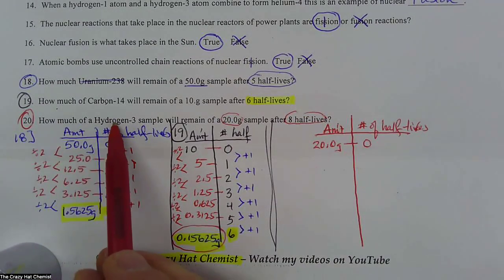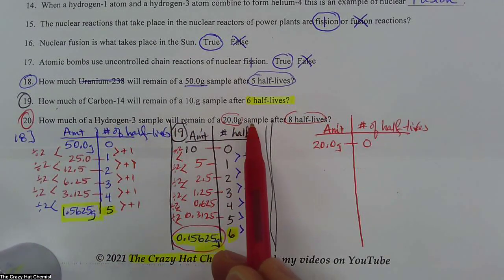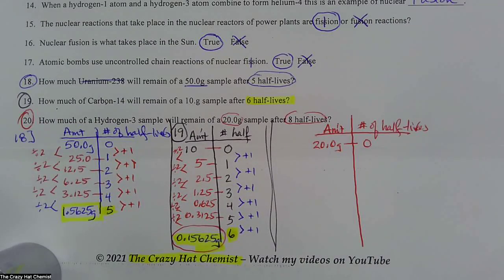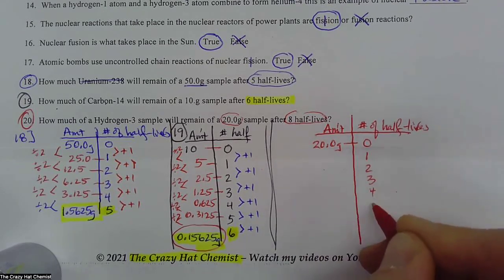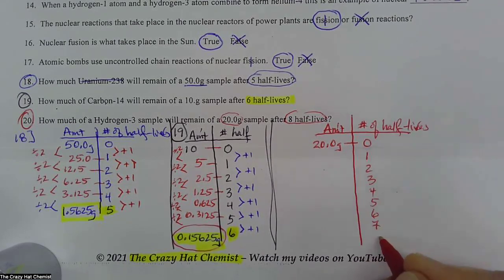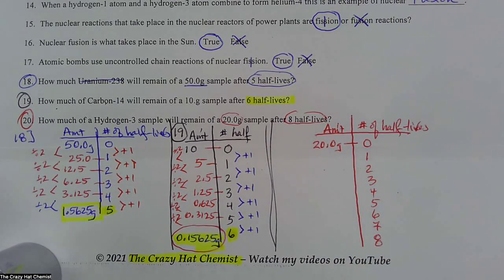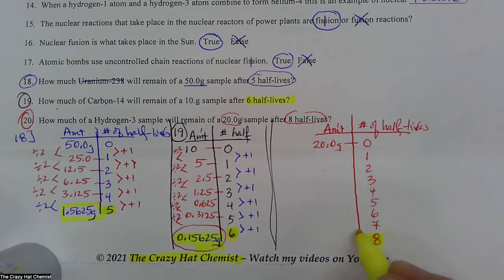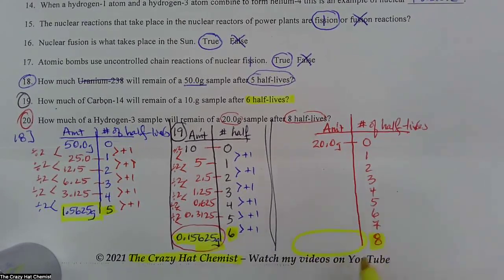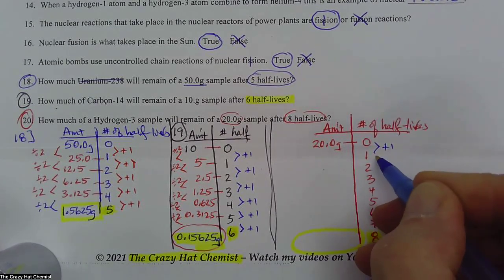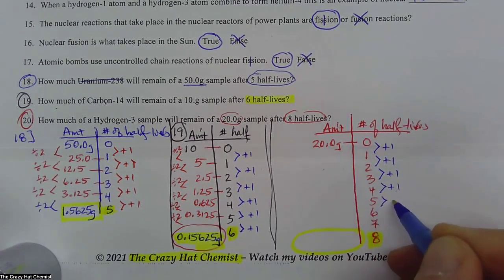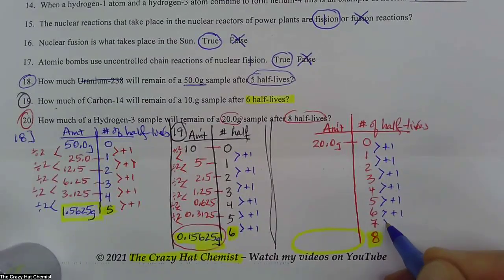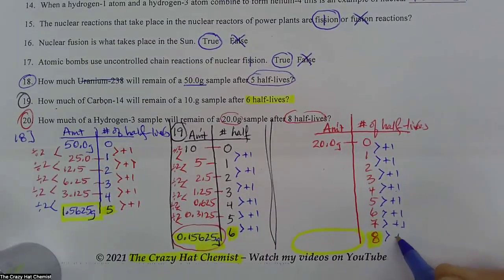It says how much of a hydrogen-3 sample will remain of a 20-gram sample after 8 half-lives. So we're going to have to move this all the way down to 8 half-lives. That will be 1, 2, 3, 4, 5, 6, 7, and finally 8. Once we get this number over here with the 8, we will be looking for this number in that little section right there. So again, how did we get each of these numbers? We added 1 each and every time.